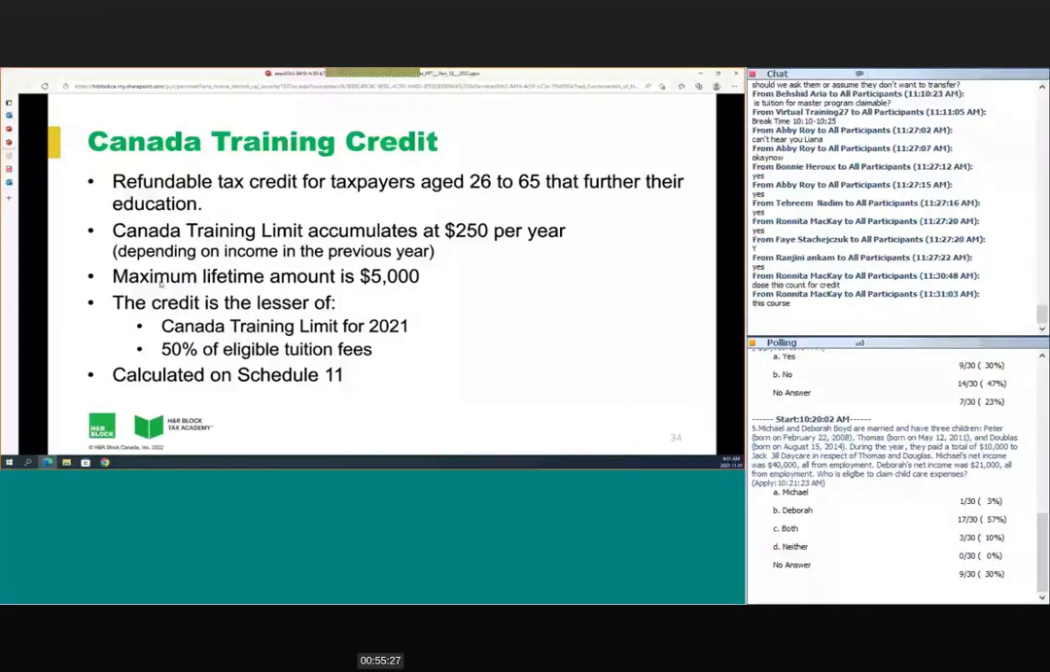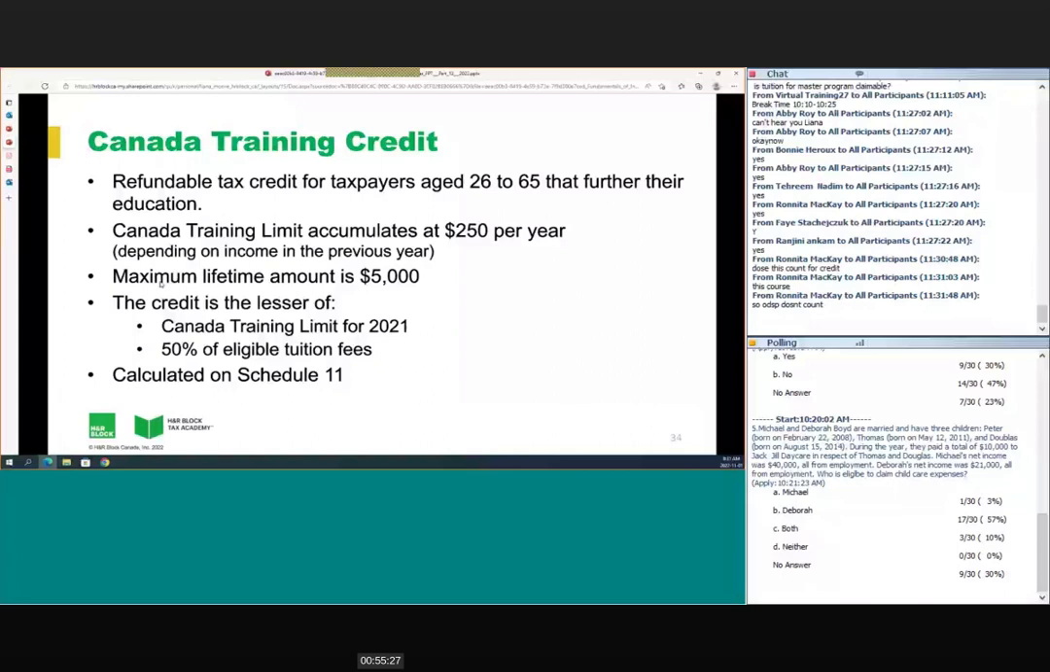So individuals' net income must be less than the top threshold of the third bracket for that year. So certain people, if you're less than $151,000 in 2021, you will get $250 for 2022. The total accumulated Canada training limit can be located on the previous year's NOA or online with your My Account, or we can access it through Rep-A-Client.